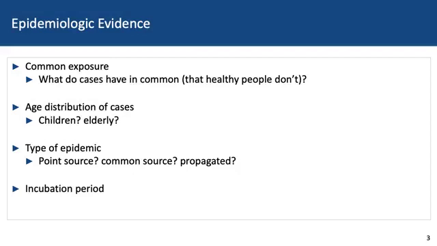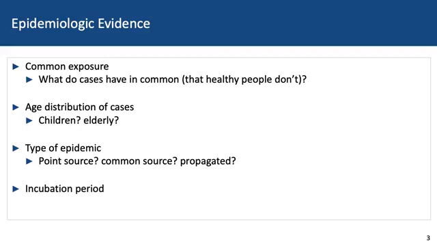Another bit of evidence comes from the epidemiological course of an outbreak. You remember how I described different types of epidemic curves for different kinds of exposure before. So epidemiological evidence can include a common exposure. So what do cases have in common that people who do not get sick don't have in common? The age distribution of cases might help give us clues. Is it all among children, among the elderly?